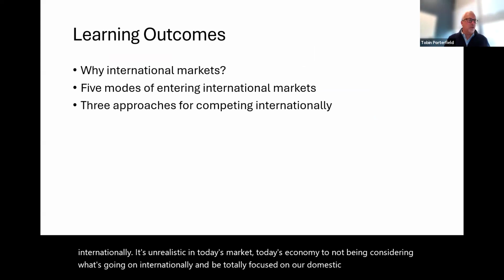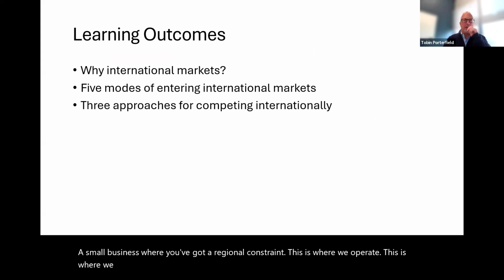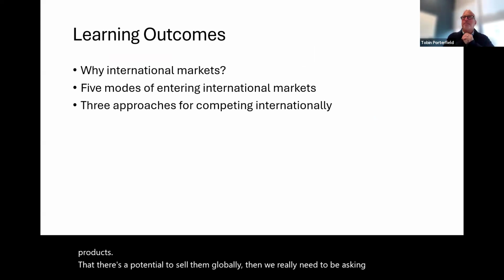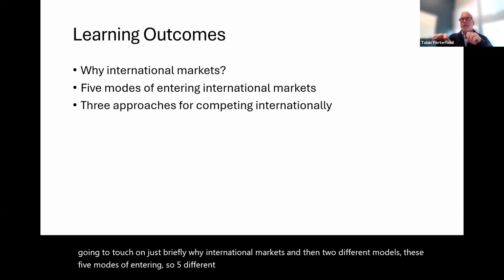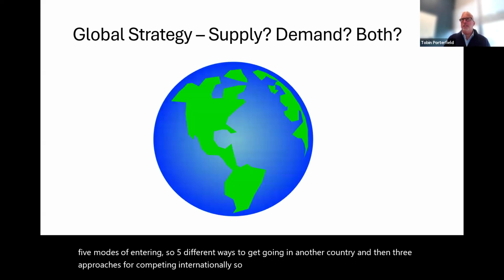Now, certainly, if we're talking about a small business where you've got a regional constraint, this is where we operate, this is where we do business, that's fine. But when we get beyond any type of issue like that, and we're manufacturing products that have the potential to be sold globally, then we really need to be asking why not? So I'm just going to touch briefly on why international markets and then two different models: five modes of entering, so five different ways to get going in another country, and three approaches for competing internationally. They're kind of strategies.